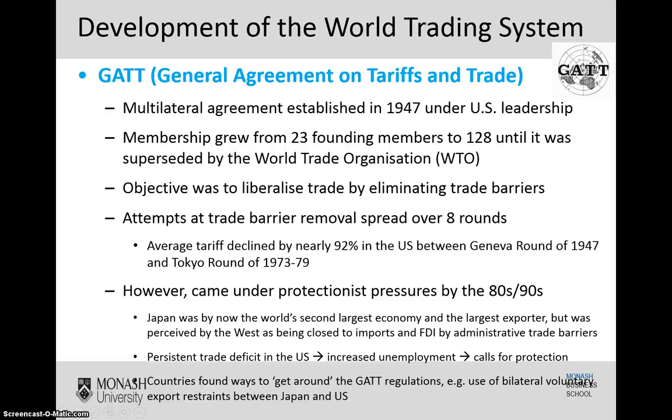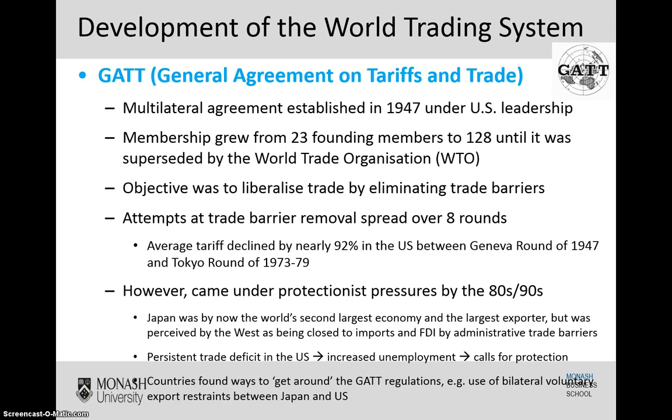In this video, we're going to have a look at the development of the broad world trading system, having already looked at the specific role that governments can play in international trade. So here we're going to focus on some of the greater institutional frameworks around which some of this international trade may actually occur.